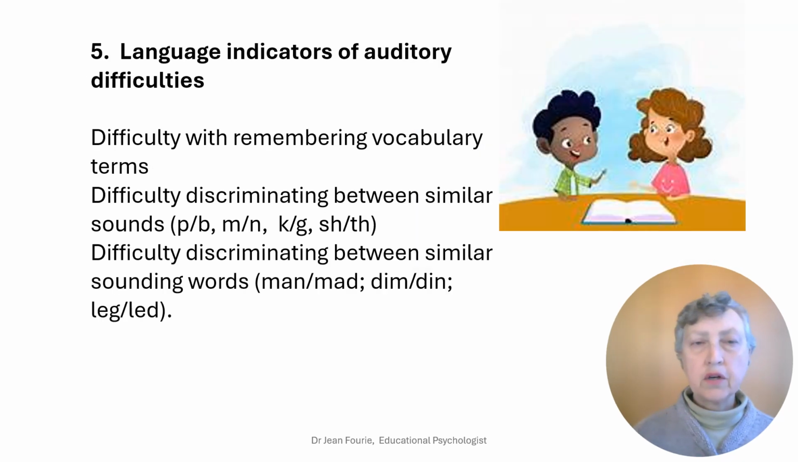In Part 5, observe the oral language spoken by the child, which might have indicators of auditory difficulties. Does the child have difficulty remembering vocabulary terms, difficulty discriminating or clearly articulating similar sounds, such as p, b, or m, n, ng, and k, g, and sh, s? Does the child have difficulty discriminating or producing similar sounding words, such as mad, man, dim, din, or leg, led?